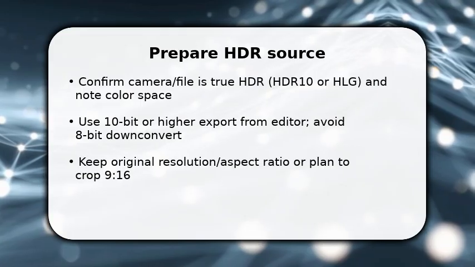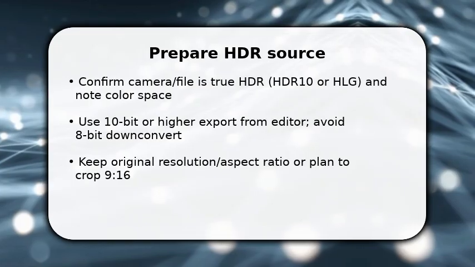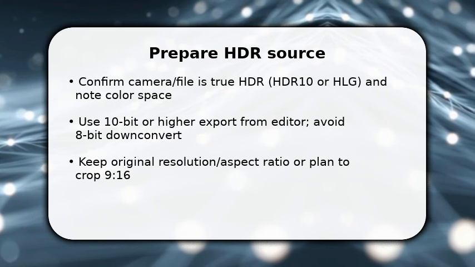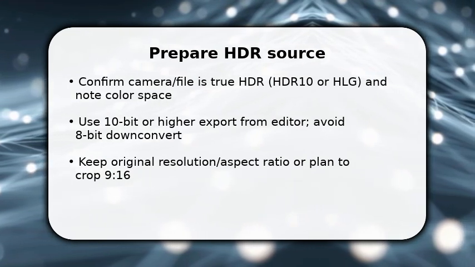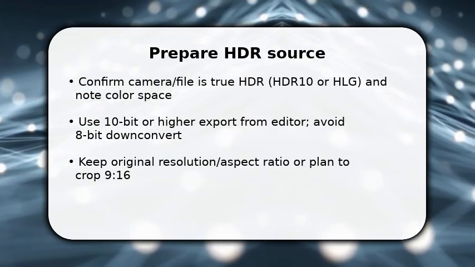Make a quick trim to the desired length for an Instagram story, then plan framing for 9:16. Export a short test clip using an HDR container like HEVC with HDR metadata, so you can check the rest of the pipeline without wasting time.